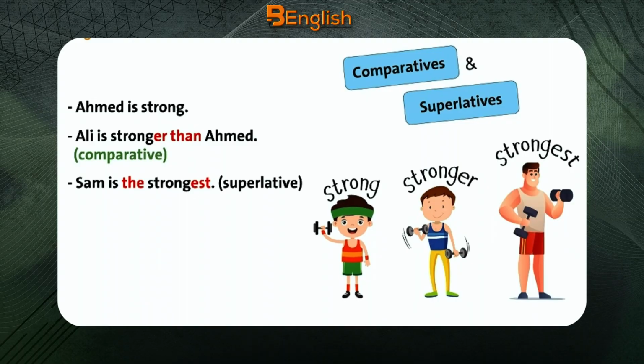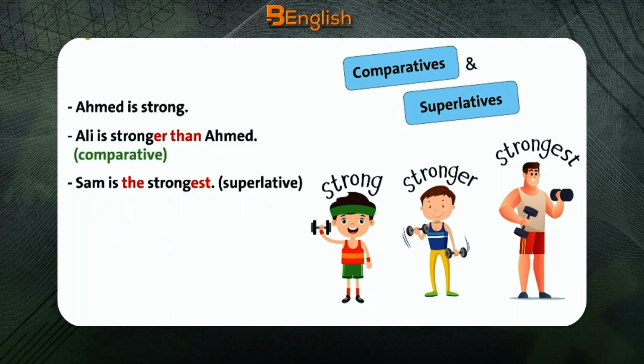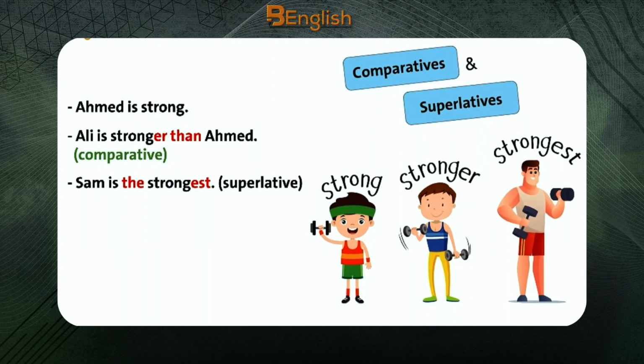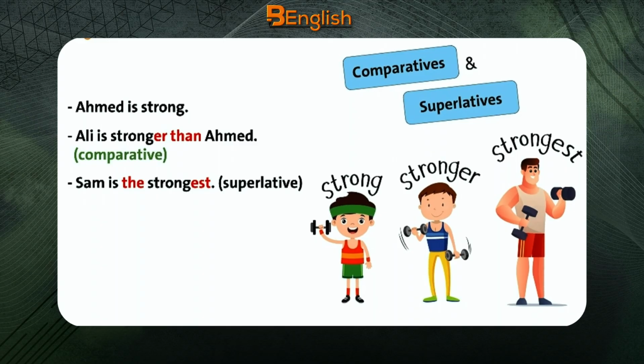Comparatives and superlatives. If you look at the picture, the first boy is strong. The second boy, we have the word stronger, and the boy number 3, we have the word strongest. Now let us look at the examples. Ahmad is strong. Ali is stronger than Ahmad. This is what we call the comparative, because we are comparing Ali and Ahmad. Ali is stronger than Ahmad.